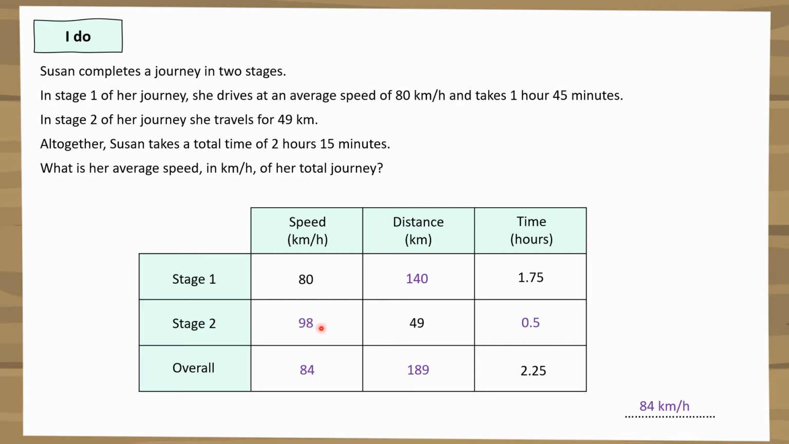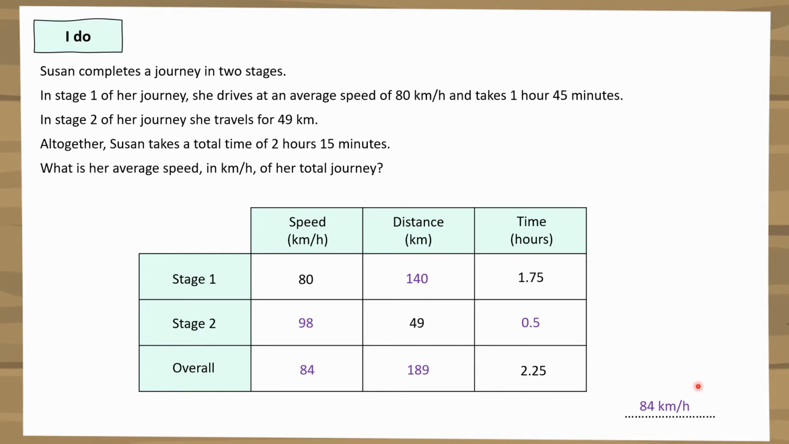And I just wanted to make a point here that you cannot find speed of the overall journey by adding these together, or by adding them together and dividing by 2 by finding the average, okay? You need to find speed always by doing distance divided by time for that row, okay? So you can't just add these together and half it to get 84, it won't work.